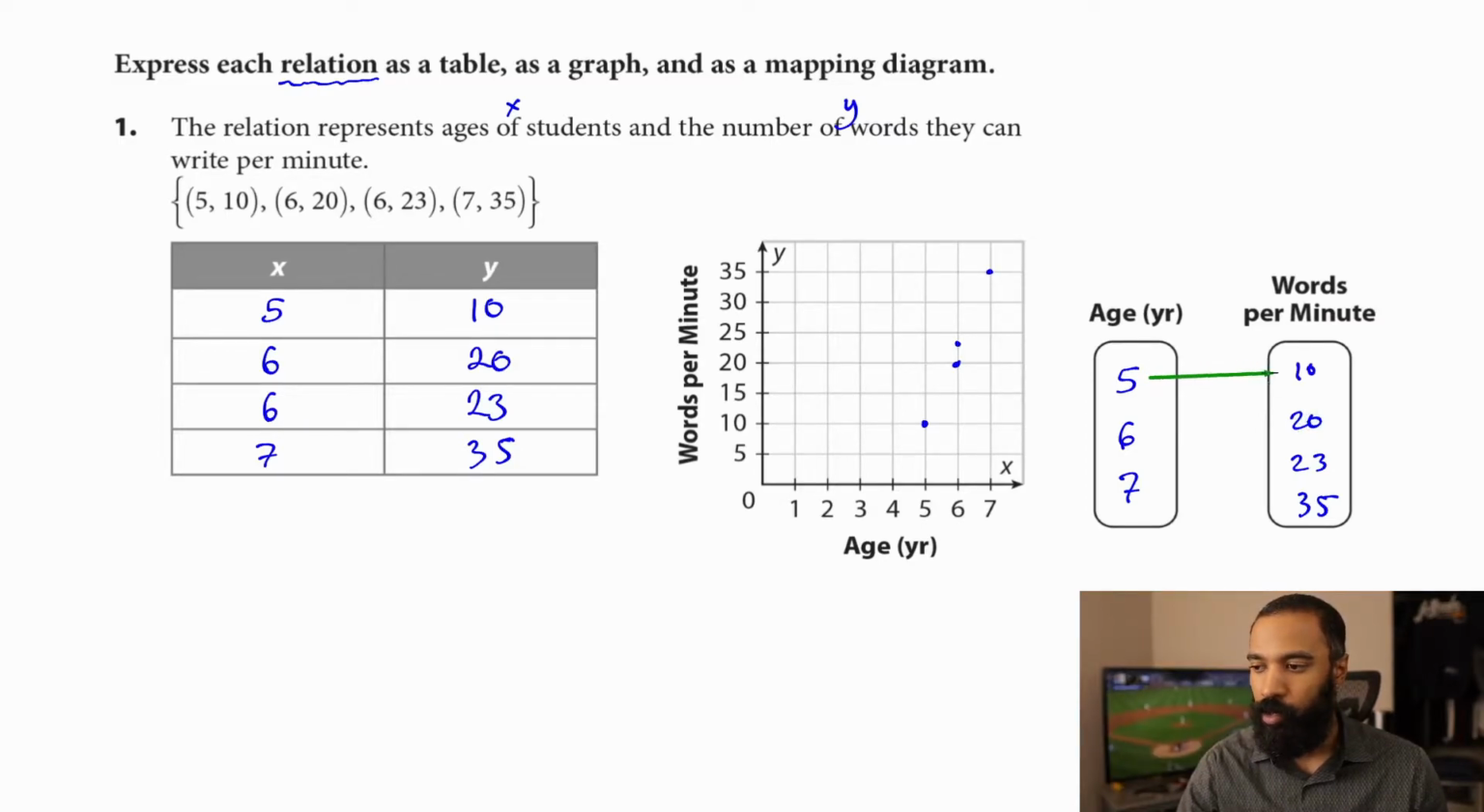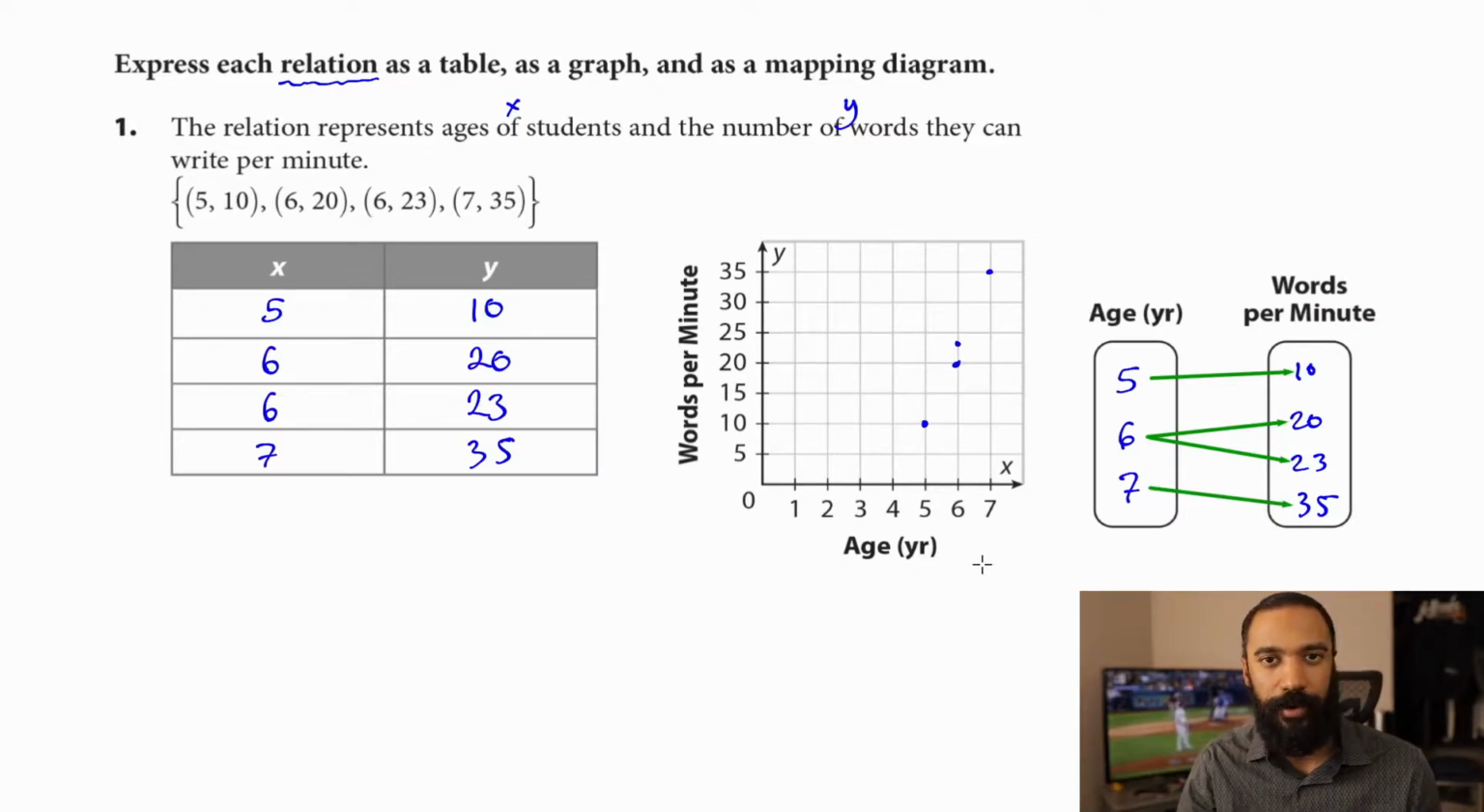5 will go to 10 because there is a point on this graph that's 5, 10, right there. 6 will go to 20, and it will also go to 23. So I'm going to draw two separate arrows here because those are the two coordinate pairs, 6, 20, and 6, 23. And then 7 goes to 35. And boom, that's a mapping diagram.